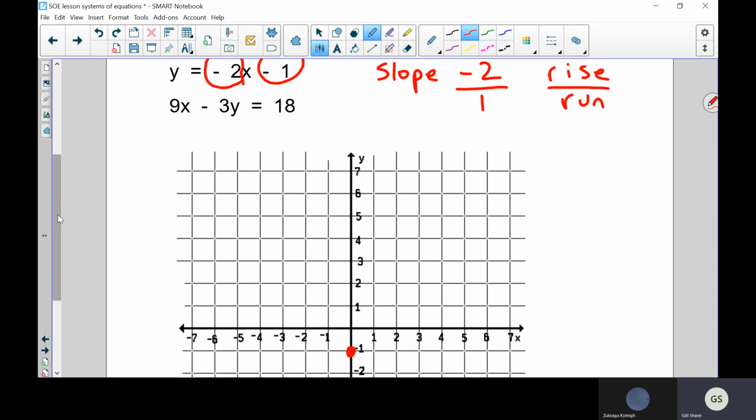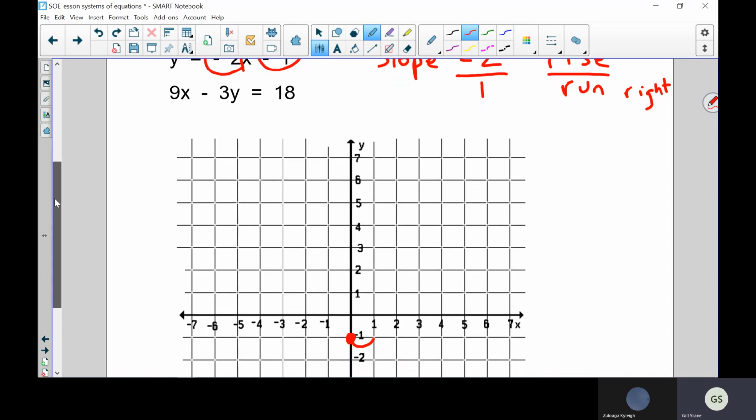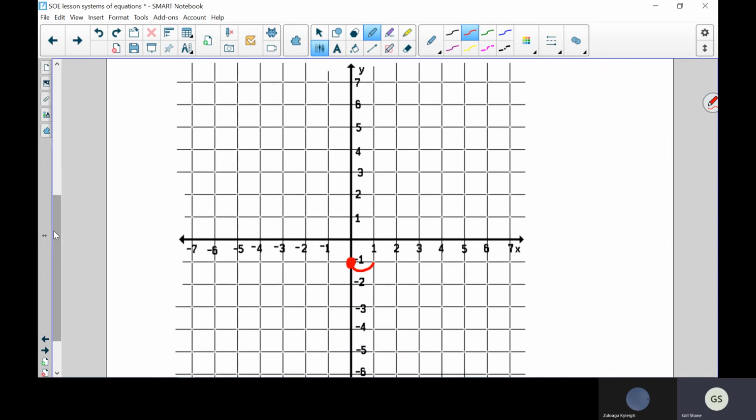So again, if it's a positive run, I'm going to count 1, that's what my run is, a 1 to the right, because again, positive run means go to the right. So I count 1 to the right. Now my rise number is negative. What does that mean I got to do? It's a negative rise number.